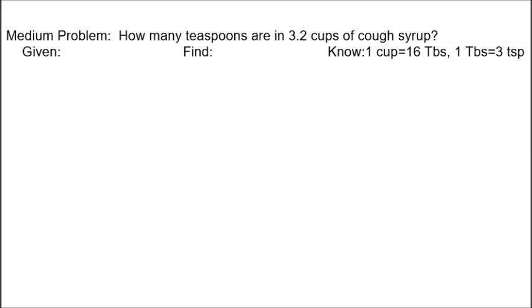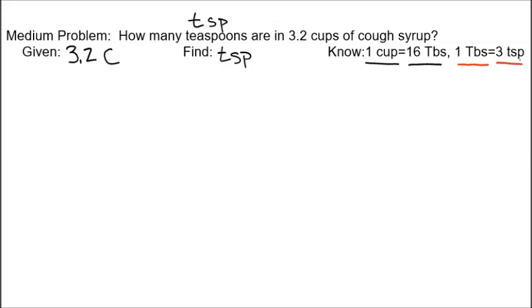Let's do a medium problem. How many teaspoons are in a 3.2 cup bottle of cough syrup? So we always start with identifying our given, and that is 3.2 cups. And what we're looking for are the number of teaspoons. The abbreviation for teaspoons is TSP, so we're going to find TSP. And if you cook, there's some things that you know. You know that 1 cup is the same thing as 16 tablespoons, TBSs. And you know that 1 tablespoon is the same thing as 3 teaspoons.